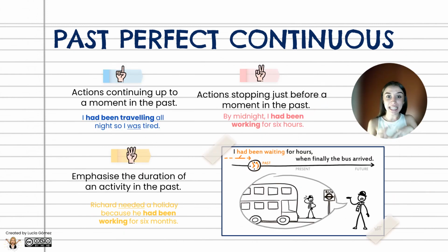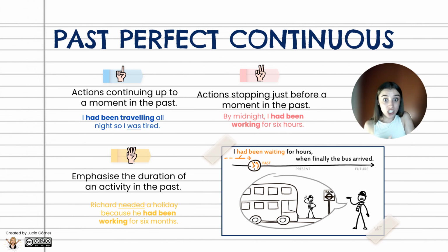Let me itemize the uses of the past perfect continuous in this slide. First of all, as we were mentioning, we are going to use the past perfect continuous for actions that were continuing up to a moment in the past. These three uses are quite related to what I've explained, but somehow I itemize them so it's easier to understand it with different examples. So if I say something like, I had been traveling all night, emphasis on duration.